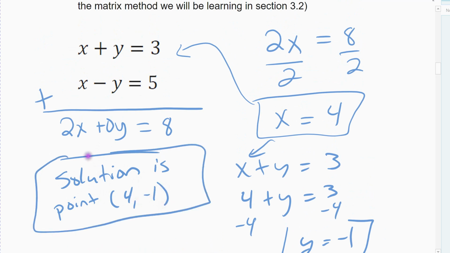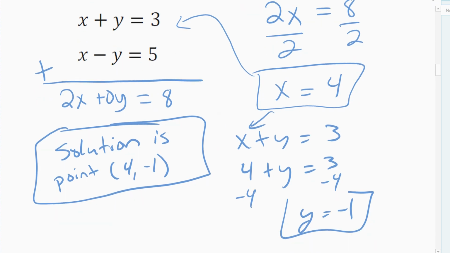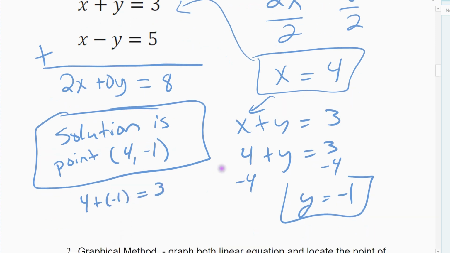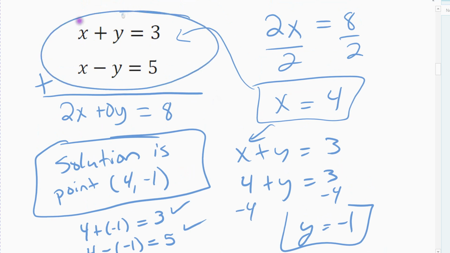And you can check that this does work. If I add 4 and negative 1, I get 3, right? 4 plus a negative 1 gives me 3. And if I subtract them with x value first, so 4 minus a negative 1, right? Because 4 minus a negative really is a positive, it does equal 5. And so they do check, right? And that's the only one. Those are the only numbers that are paired together that if I add them, I get 3, and if I subtract them, I get 5.